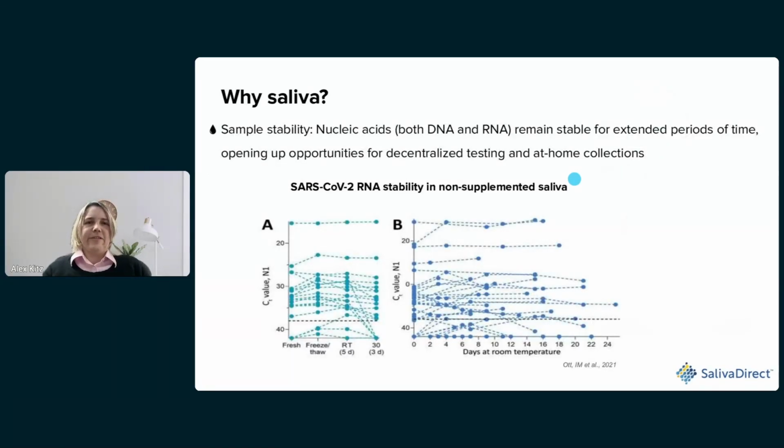Additionally, specifically for nucleic acids, for DNA and RNA, it's been shown that they remain relatively stable for extended periods of time in saliva without any additive added to the sample, which opens up a whole lot of opportunities for decentralized testing and at-home collections. On this graph here, I show you SARS-CoV-2 RNA stability in non-supplemented saliva.